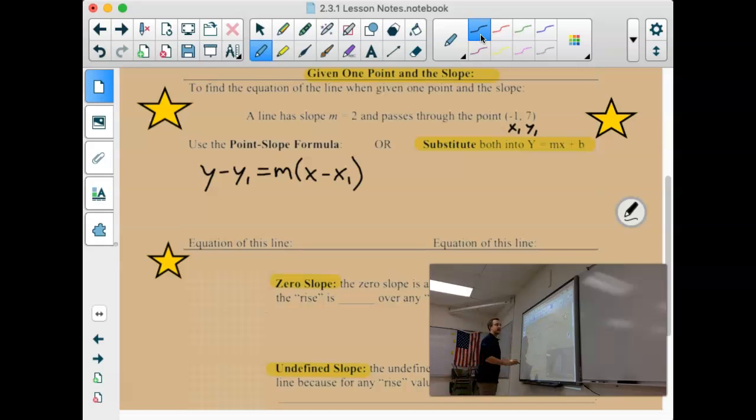So the equation for this line, if we work that one through, would be y equals 2x plus 9. So then when we do this one, we just plug in our numbers and then evaluate through. So it would be y minus 7 is equal to 2 times x plus 1. So again, then we can distribute through and then rearrange that, or solve this for y, so it looks like our mx plus b formula. So we get the exact same thing either way.